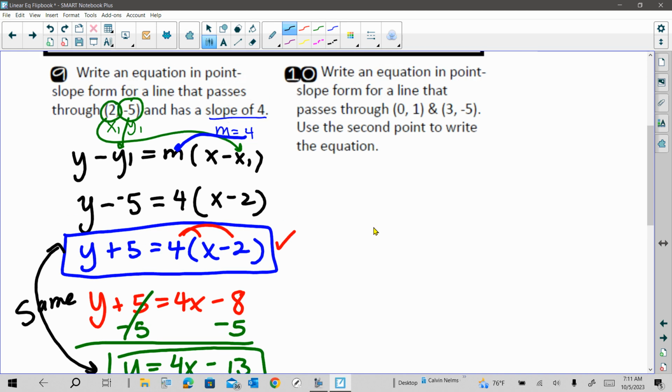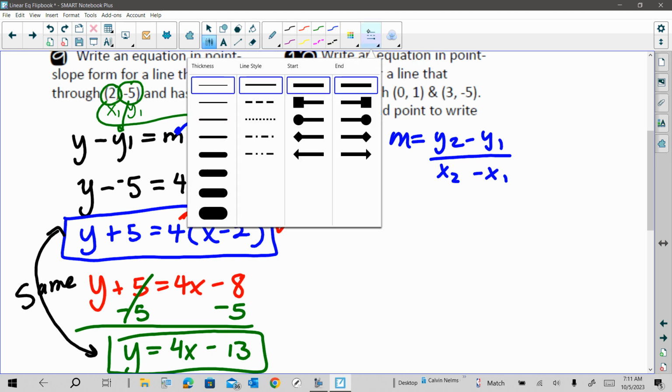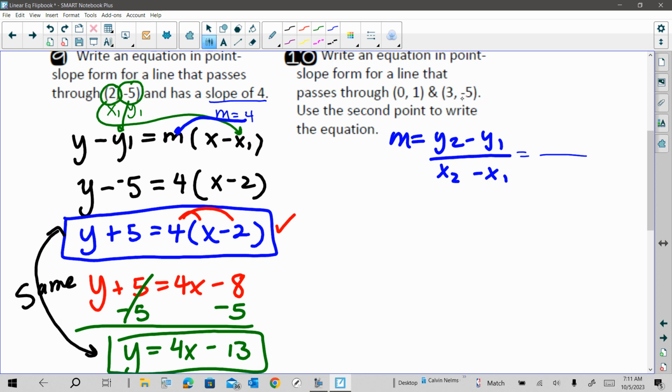All right, now 10 is slightly different because we have 2 points. We don't have a slope. So the first thing we have to do is use the slope formula, which is y2 minus y1 over x2 minus x1, to get that slope. If I plug the values in, my y2 should be the -5. So it'd be -5 minus 1 on top, 3 minus 0 on the bottom. This gets simplified to -6 over 3. So my slope is -2.